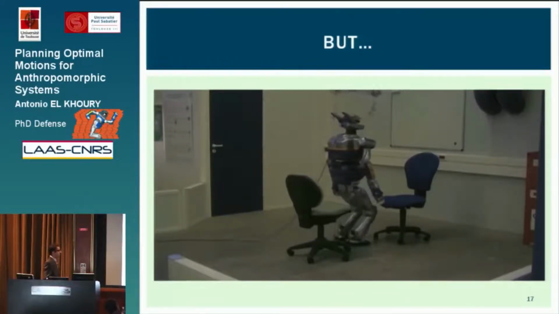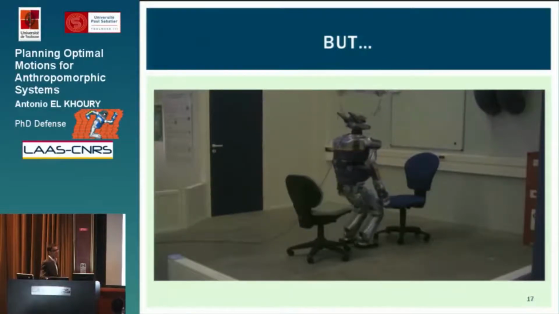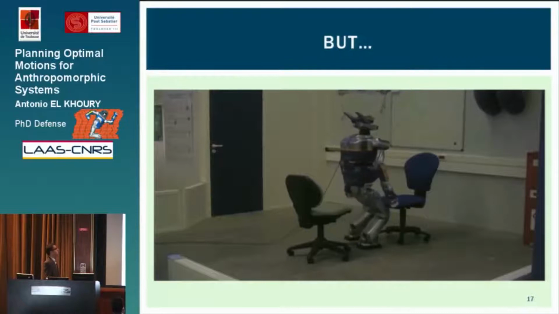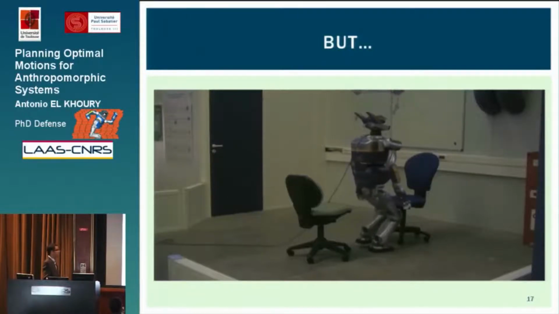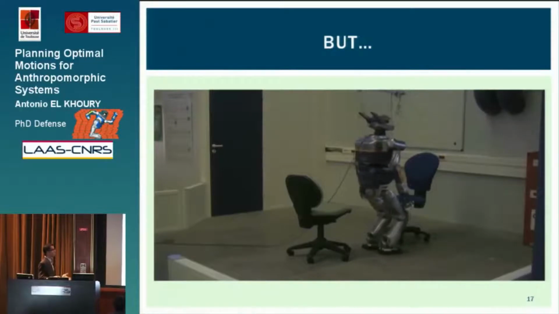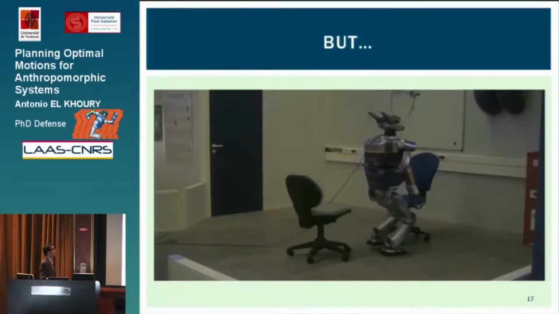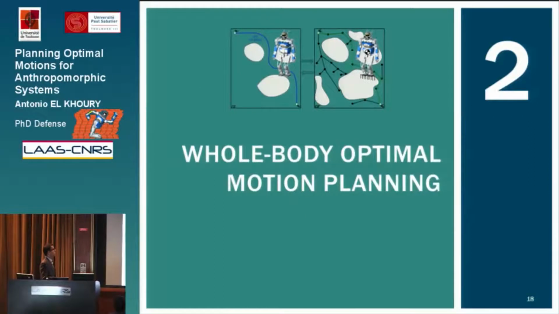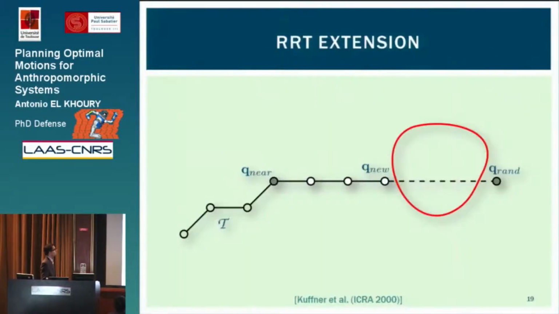And as we can see, the robot could have just simply lifted its arms, if it could, to just keep walking forwards and avoid the collisions with the chairs. So what we argue here is that we should consider the whole body geometries of the robot when planning, which leads us to whole body optimal motion planning. So I'll go back for a few moments to see a bit the inner workings of the RRT.